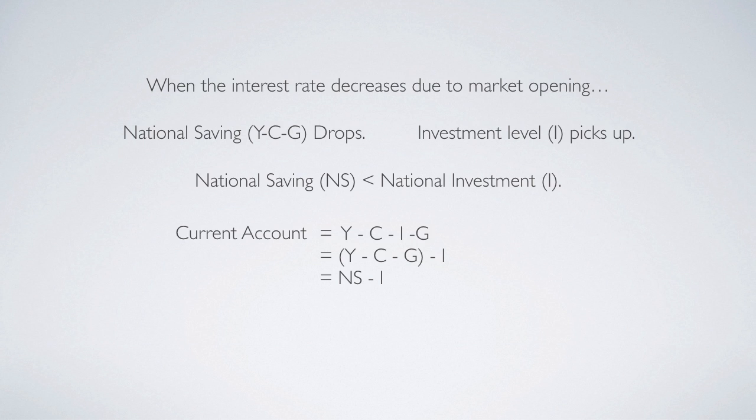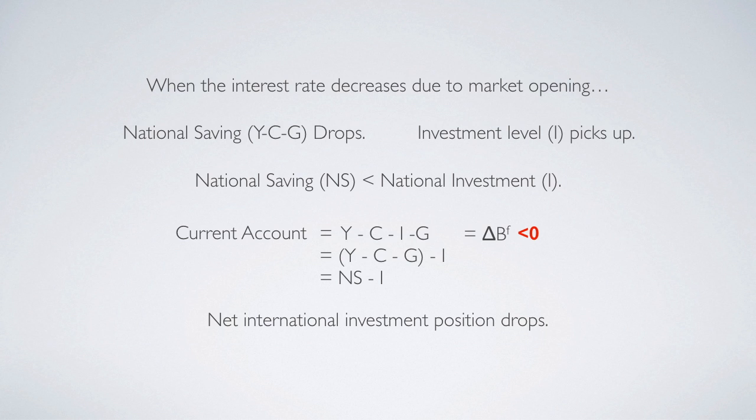So current account basically measures the excess national saving relative to national investment. And now when the interest rate decreases due to market opening, apparently national saving drops and investment picks up. It would immediately decrease the current account balance, and this decrease will be reflected in the net international investment position dropping.